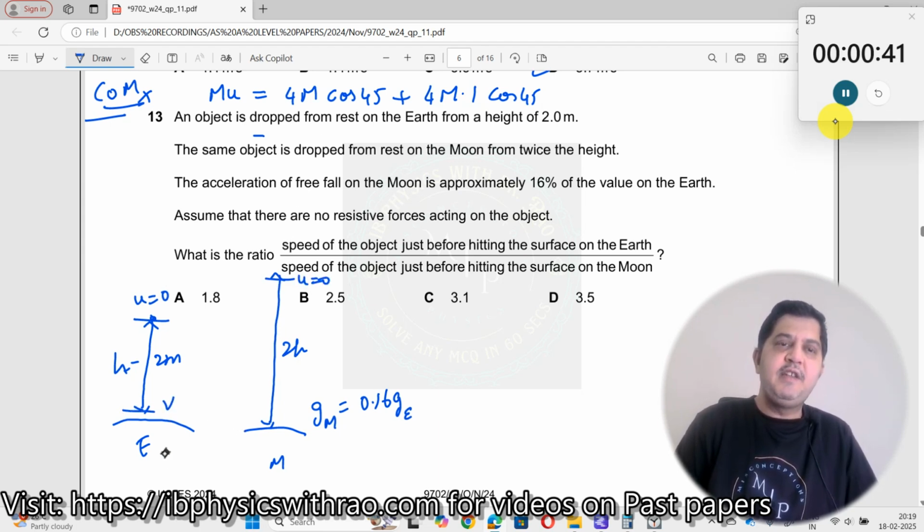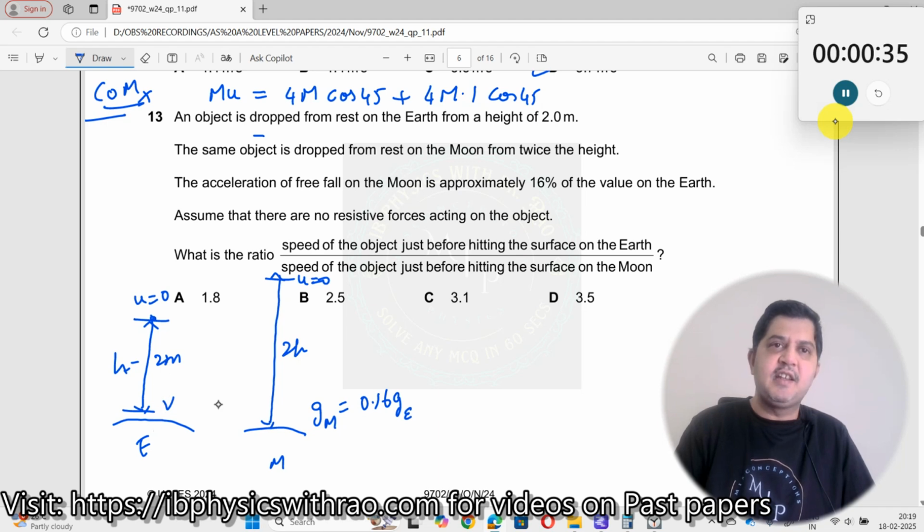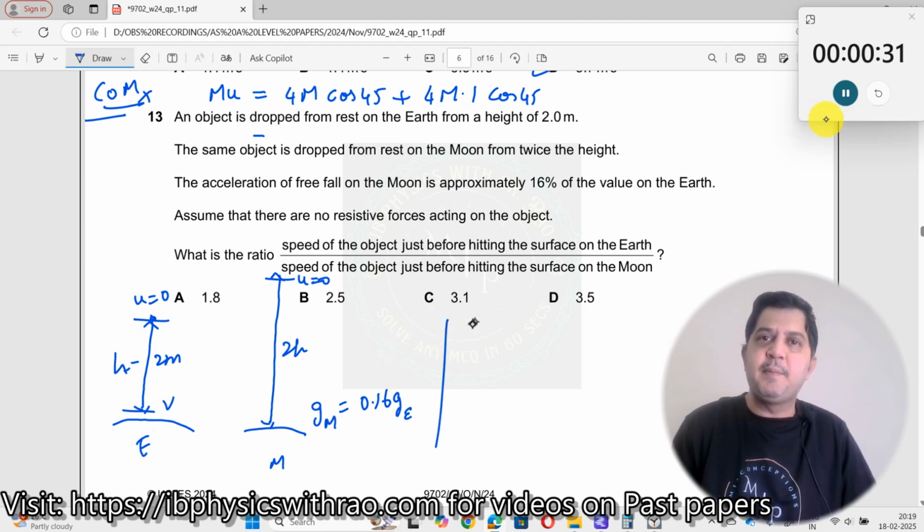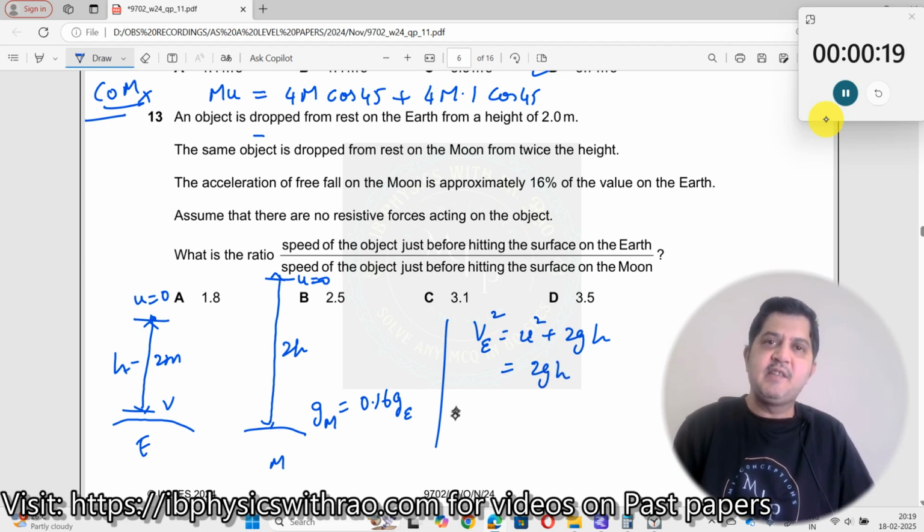Now you need to find the v here. How do you find the v here? Simple. Use equations of motion, because the acceleration is constant in each of these cases. On earth, v square is equal to u square plus 2gh. U equal to 0, so I will get the answer as 2gh. In the second case, v moon square is equal to 2g moon into h. I'll write this as g earth if you want.